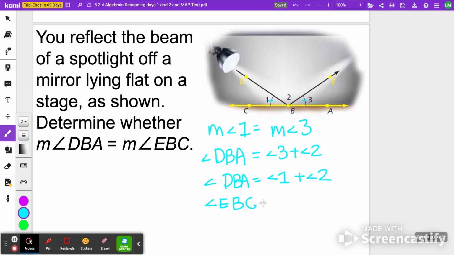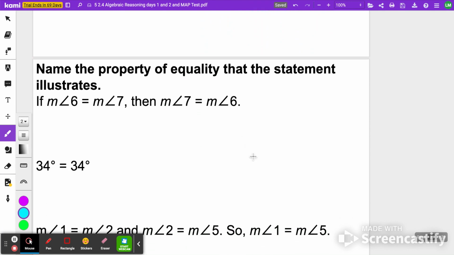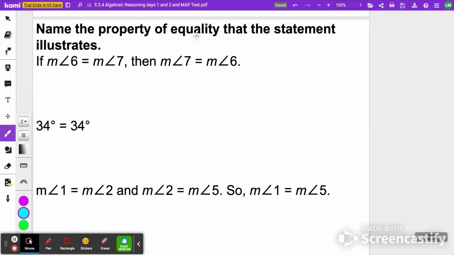So because of this, EBC is equal to the measurement of DBA, and we would be using the transitive property for that. All right, here we go. Name the property of equality that the statement illustrates.